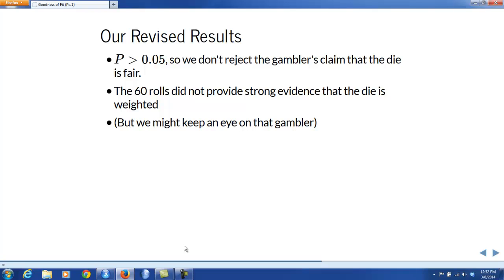Our results were somewhat unlikely. There's about an 11% chance of getting 8.8 or higher if the null is true, but they're not terribly unlikely. This time the 60 rolls did not provide strong evidence that the die is weighted. We might want to keep an eye on that gambler. We might in particular want to keep an eye on the 2 spots in the future, but we really do need new and additional data before we can pick up on any loadedness of that die.